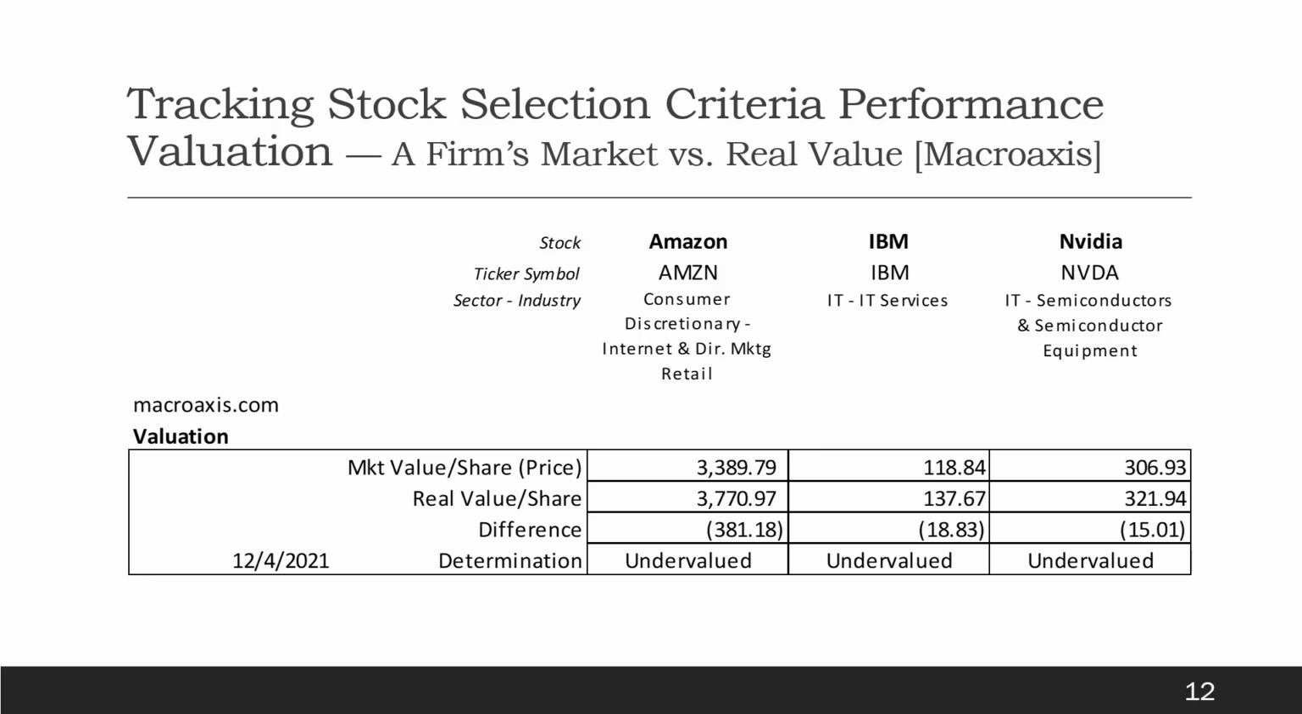NVIDIA was valued by the stock market at a price of $306.93. Since MacroAxis arrived at a per share real value that was higher than that, $321.94, it is making a case that NVIDIA was undervalued by $15.01 per share. If a stock isn't being ignored, demand can raise the price of an undervalued stock.